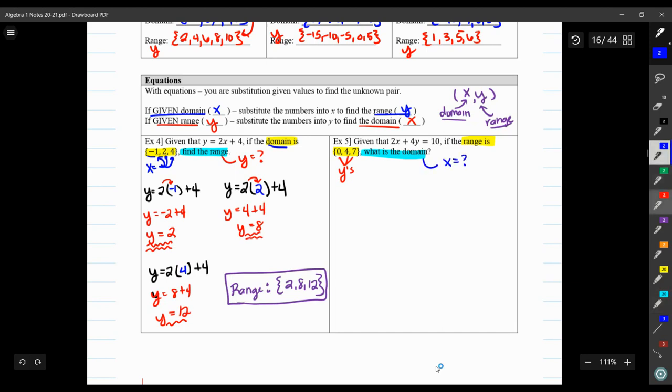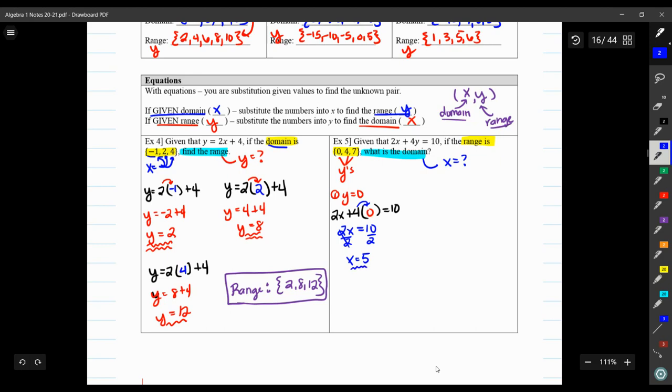So we're going to substitute these values in for y. So first we're going to substitute y equals 0. So we have 2x plus 4 times y value of a 0 equals 10. Now this time I'm going to actually have to do some solving because x is not already by itself. So 4 times 0 makes 0. So it's just 2x equals 10 because 2x plus 0 is still a 2x. Divide both sides by 2, so x is equal to 5.